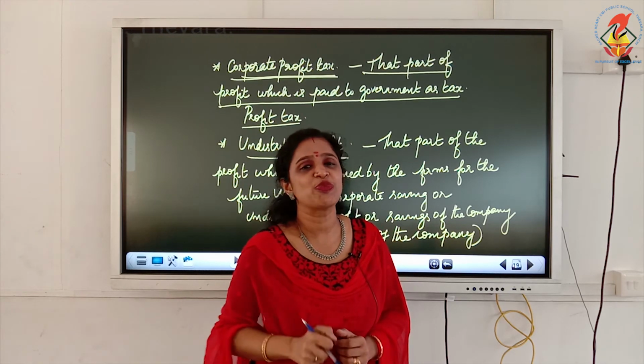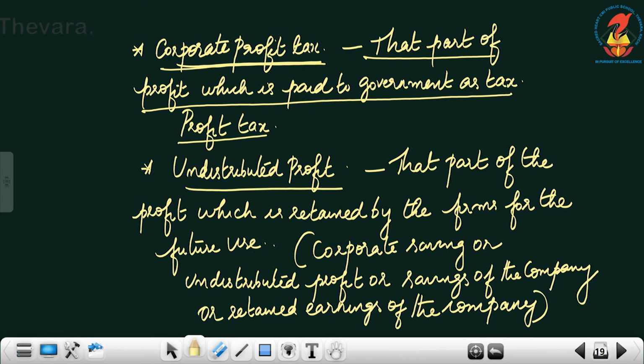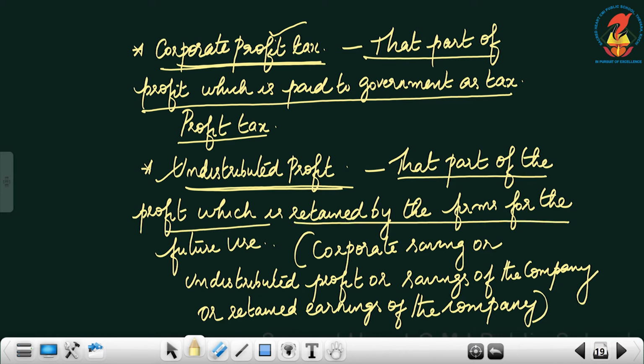That is known as profit tax. So, profit tax or corporate profit tax is the next component of profit. Then comes the next component of profit, that is undistributed profit. What is undistributed profit? That part of the profit which is retained by the firms for the future use.